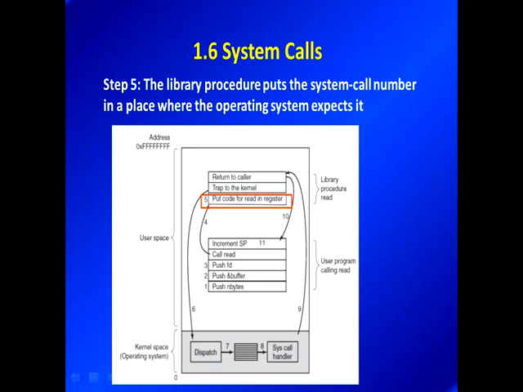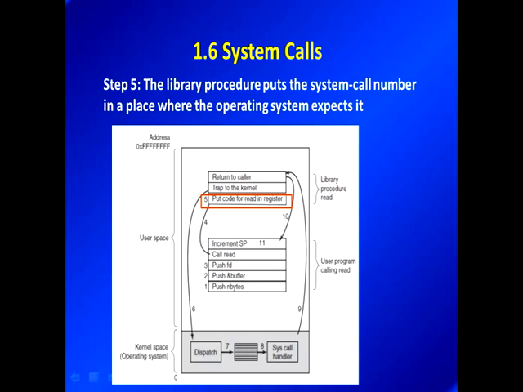You have to put the system call number, because now in the library procedure, the code will do the detailed operations to make this system call. Usually it just puts the system call number in a place. Different operating systems set a fixed place to receive the system call number. And this library procedure read just needs to put the system call number corresponding to the system call read in this fixed place.